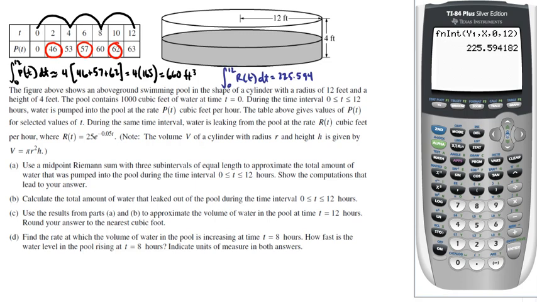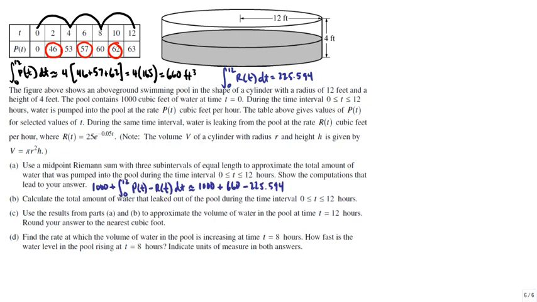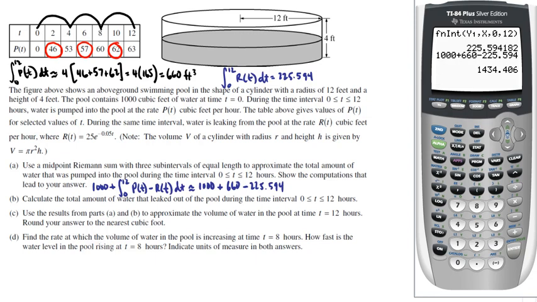Now for part C, we want to use the results from A and B to approximate the amount of water in the pool at time t equals 12 hours. So we have the initial amount, which was 1,000 cubic feet. Then we added 660 cubic feet, and we subtract 225.594. So we're at 1,000 plus the integral from 0 to 12 of p of t minus r of t dt. That gives me the net change in the volume of water, which is roughly equal to 1,000 plus 660 minus 225.594, and that gives me 1434.406. They want that rounded to the nearest cubic foot, so that would just be 1434 cubic feet.